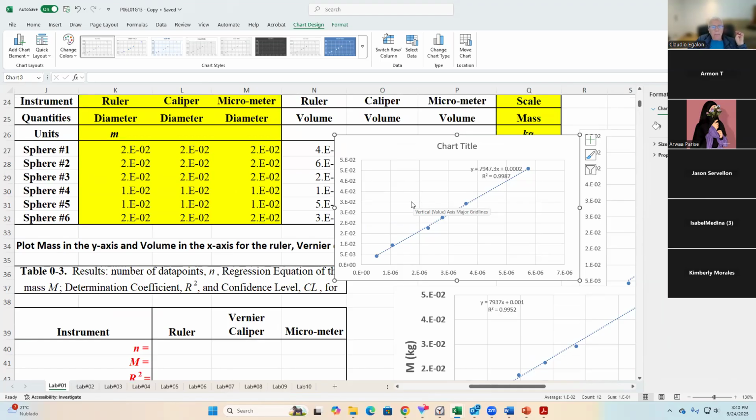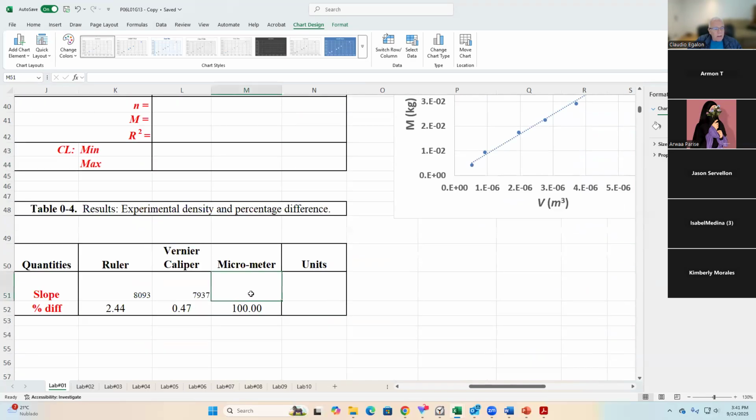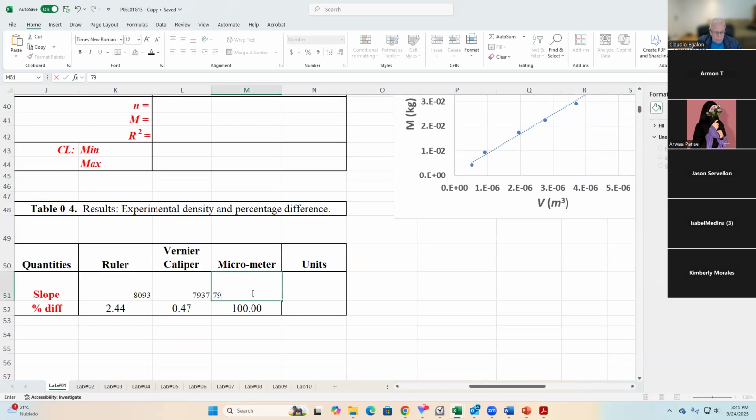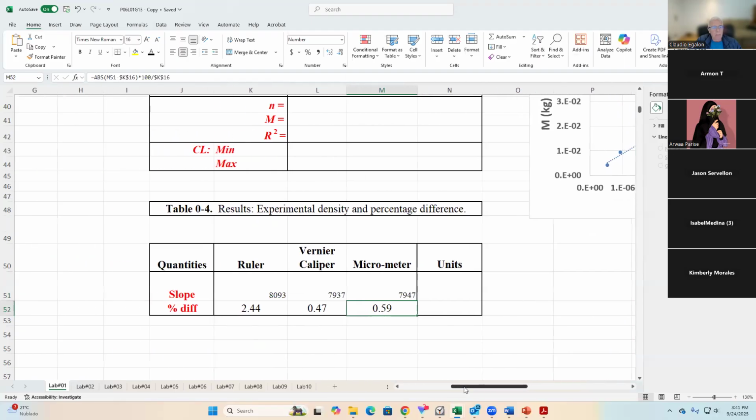Okay? It may look like lots of work, but that's what we do in real life. When you want to publish something, or when I write reports for agencies that are funding my work, I do all of that stuff, and even more than that. Now 7947, very close to 7947, and we're going to get 0.59%. Okay.